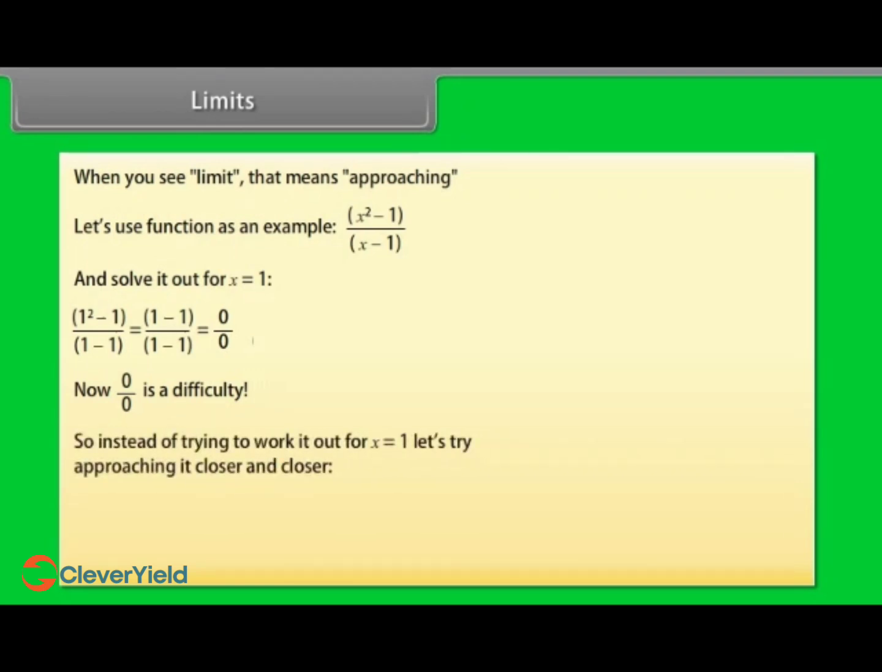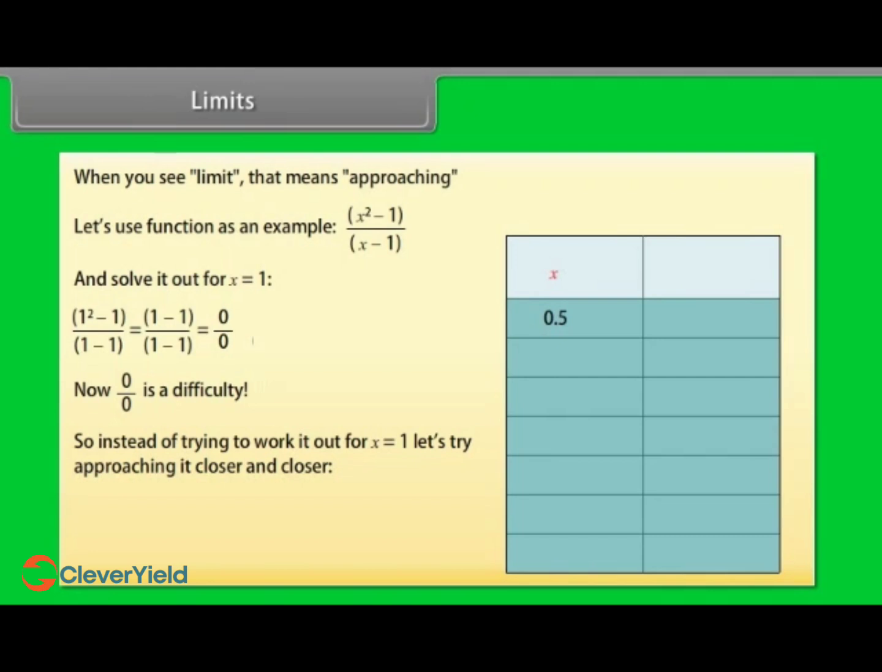So instead of trying to work it out for x is equal to 1, let's try approaching it closer and closer. For x is equal to 0.5, the value of the function is 1.50000. For x is equal to 0.9, the value of the function is 1.90000. For x is equal to 0.99, the value is 1.99000. For x is equal to 0.999, the value is 1.99900.